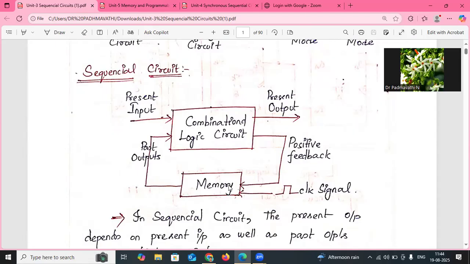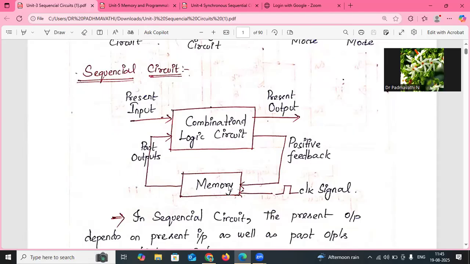The example of a memory element is the flip-flop. A flip-flop can act as a memory element for storing one bit of information at a time. We use two devices as memory elements: one is the latch and the other is the flip-flop. In a latch, we do not need to give any clock signal, whereas a flip-flop is based on an edge-triggered latch.